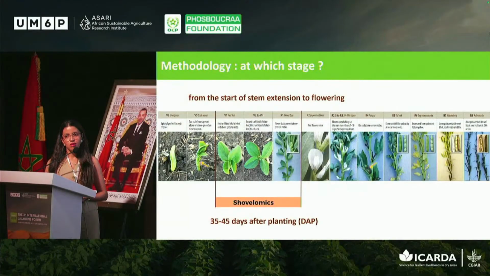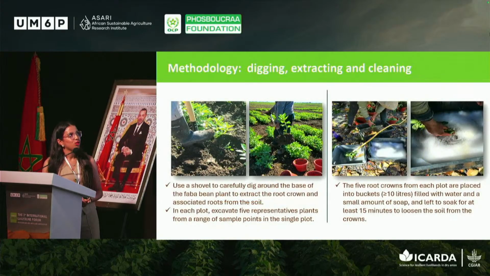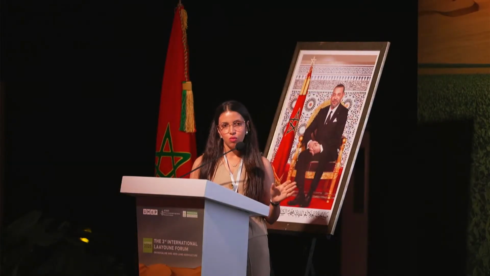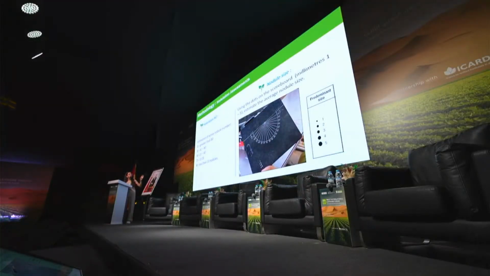Our root sampling was done at the beginning of flowering to be sure that we are digging and extracting all the root system. Digging, extracting and cleaning are the most important steps in this protocol, because we need to be careful with the roots to avoid losing them, especially in digging and washing. In washing, we need to be gentle with the roots to avoid losing as much as possible. Then, since we have our roots clean, we can start the nodulation assessment.